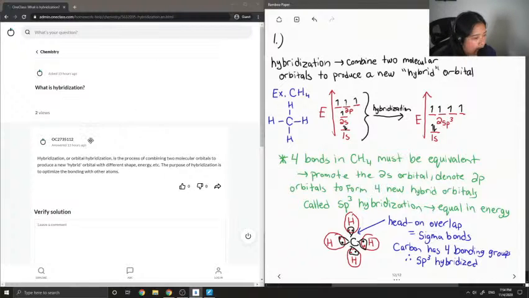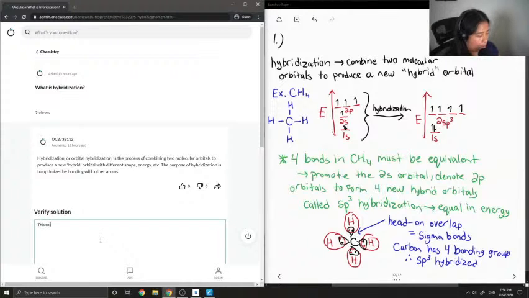So let's see what our junior tutor said. Hybridization, or orbital hybridization, is the process of combining 2 molecular orbitals to produce a new hybrid orbital with different shape, energy, etc. The purpose of hybridization is to optimize the bonding with other atoms. Yep, pretty much this solution is correct. I'll also type out my example.